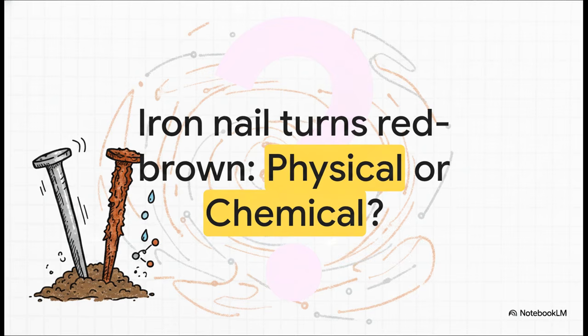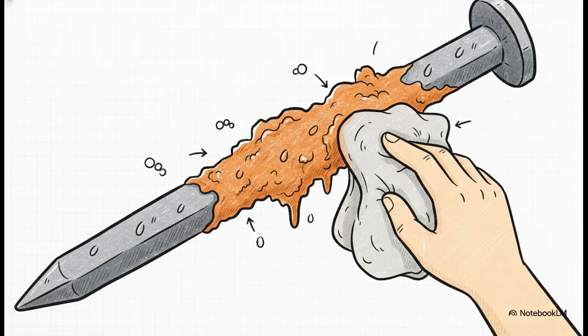Here's scenario 5. You leave a shiny, smooth iron nail outside in the dirt for a few weeks. When you finally find it, it's no longer shiny. It's covered in a rough, flaky, reddish-brown crust. What do you think? Physical or chemical? This is a textbook chemical change right here.